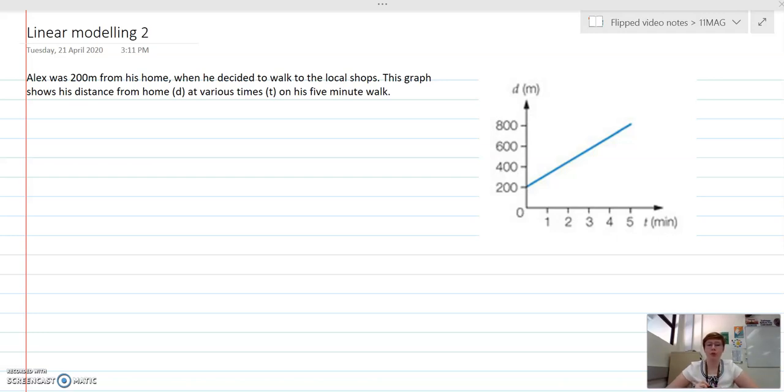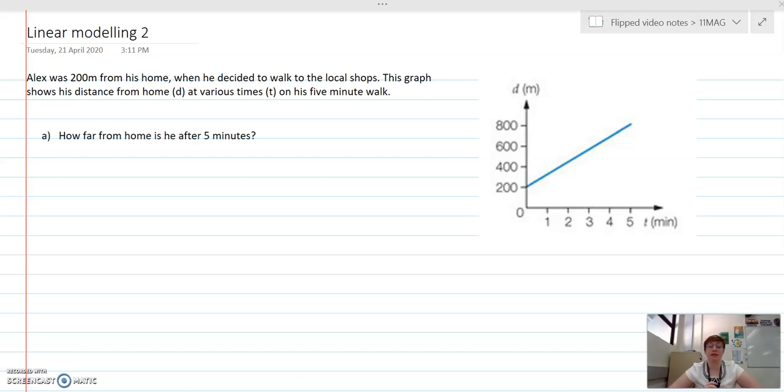So in the last video, we were looking at linear modeling by creating the graph, whereas here, the other part of linear modeling is when you're given a graph and asked to interpret information from it. So in this case, Alex was 200 meters from his house and he decided to walk to the shops. This graph here shows his distance from his house at various times on his 5-minute walk. So distance is represented by d, and that's our y-axis, and time in minutes is represented by t, and that's on our x-axis.